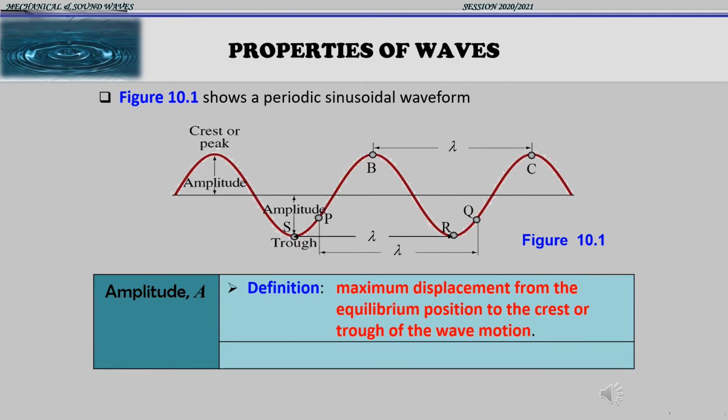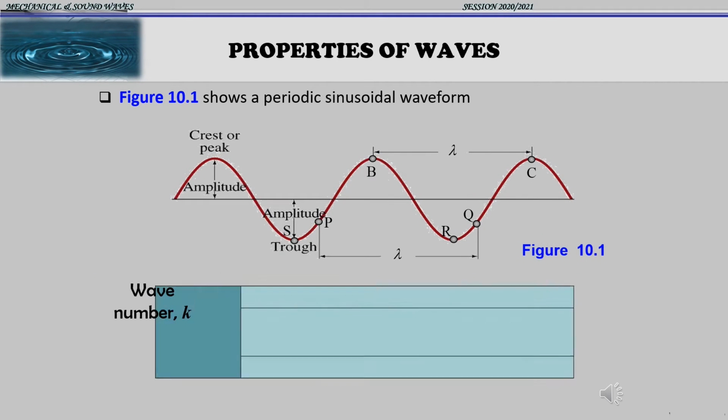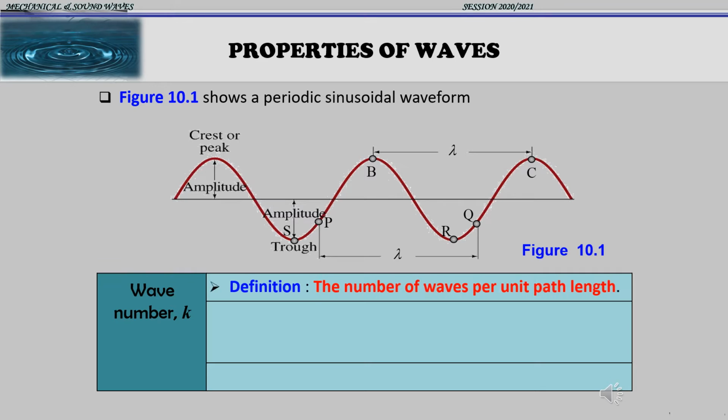Amplitude. The definition is the maximum displacement from the equilibrium position to the crest or trough of the wave motion. The unit is meter. Wave number, or k. It is the number of waves per unit path length. The formula for wave number is k equals 2 pi over lambda. The unit is per meter.